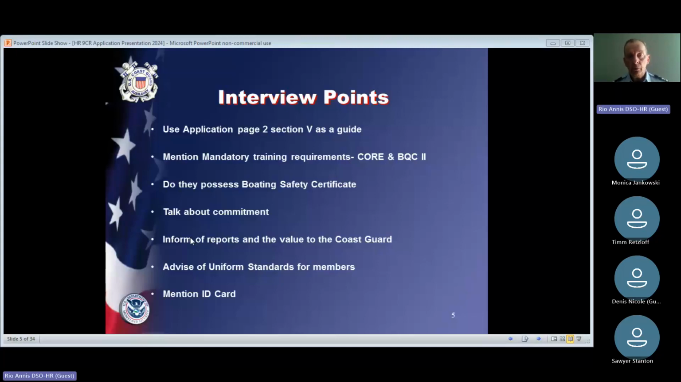We want to advise them of uniform standards, how we have to maintain a proper uniform, wear it correctly, and be properly groomed. So as we're having this interview, if we're in person with them, obviously they can see that about us. We can talk to them at that time about the ID card that they would get and what they need to accomplish first in order to get the ID card.